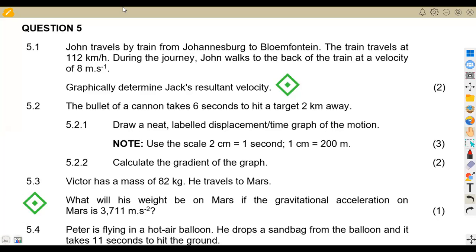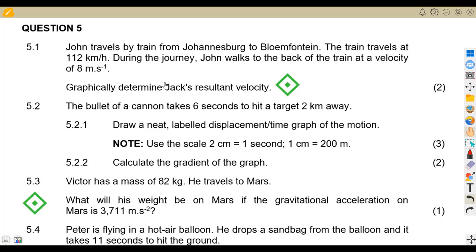On question 5, that is 5.1, we are given that John travels by train from Johannesburg to Bloemfontein. The train travels at 112 kilometers per hour. During the journey, John walks to the back of the train at a velocity of 8 meters per second. Graphically determine Jack's resultant velocity.